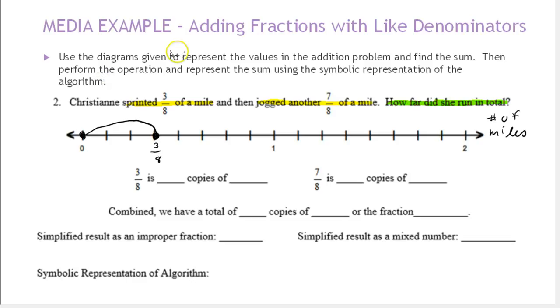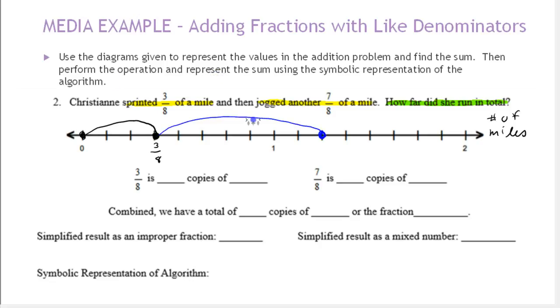Now this is an addition problem because it says she jogged another 7/8 of a mile, so we're adding on 7/8 to this 3/8. On the number line, 7/8 is right here relative to 0, but we need to add on 7/8 to 3/8, so we're going to count 7 more from here. So 1, 2, 3, 4, 5, 6, 7. I'm going to put a dot here, and then I'll draw this.